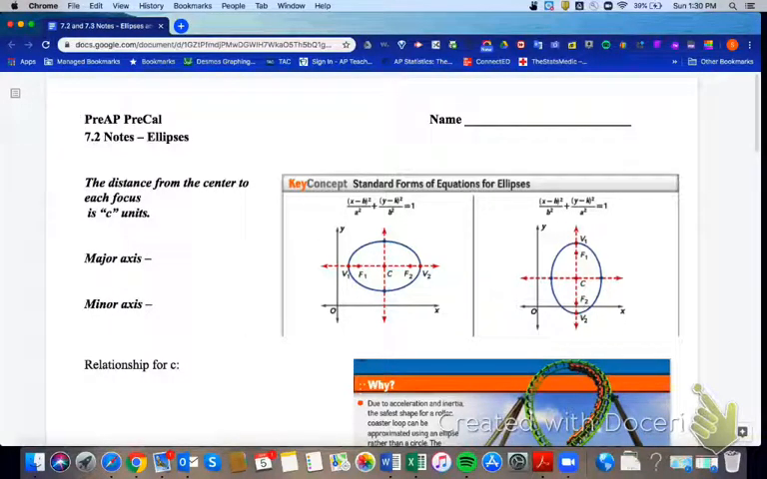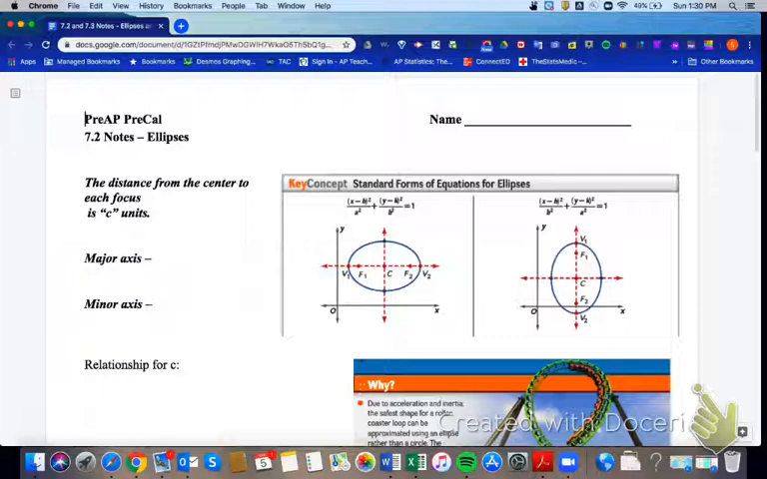Hey everyone! Today we're going to look at the last two conic sections, which are the ellipses and hyperbolas. So first, the ellipses. In the diagram, you can see there are two different standard forms of an equation for an ellipse.